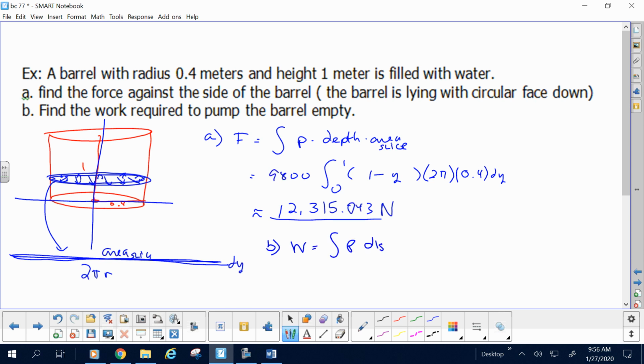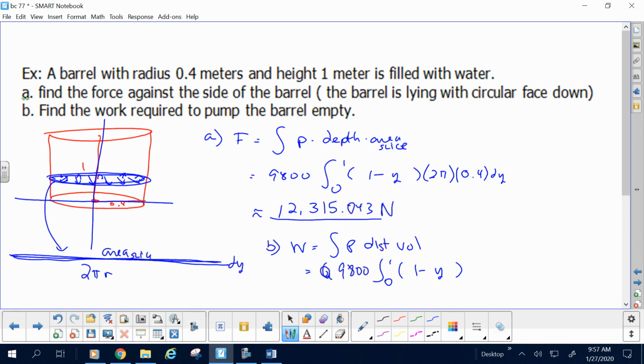Work is rho times distance times volume of each slice. Rho is 9,800. Bounds, still from 0 to 1. Distance, still 1 minus y. When will those come out the same? Is that always the case? No. When will that be? When it's filled, the top of the surface and the top of the container are the same.